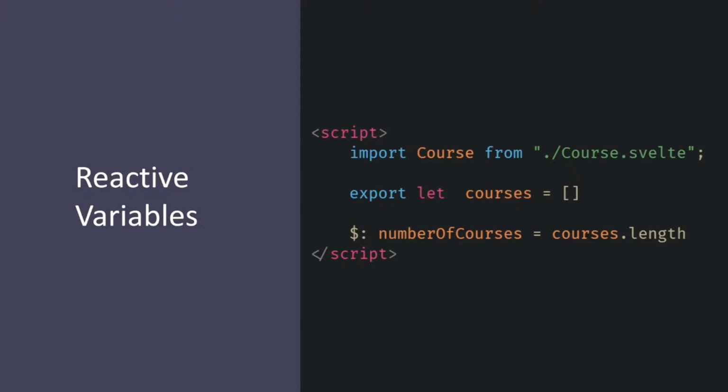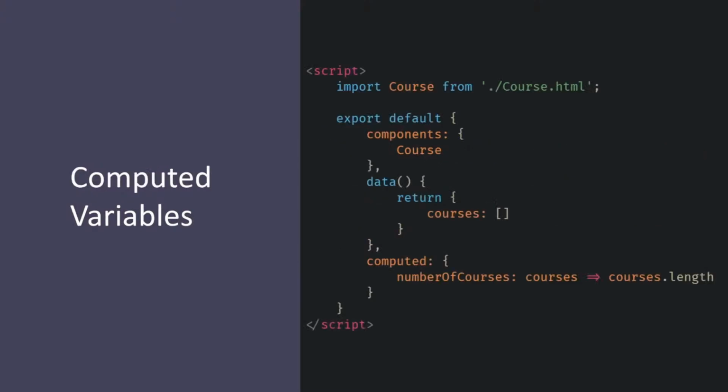Reactive variables are taken for granted nowadays and are very easy to work with. $, colon, name of the variable, equals, whatever you want this variable to equal. But if you go back in time, we see that in version 2 and in version 1 for that matter, they were called computed variables. They had to be declared as computed variables in this exported object. Then you had the name of the variable as a property, and then a function, where the dependencies are the arguments, and then the function result is your computed variable.